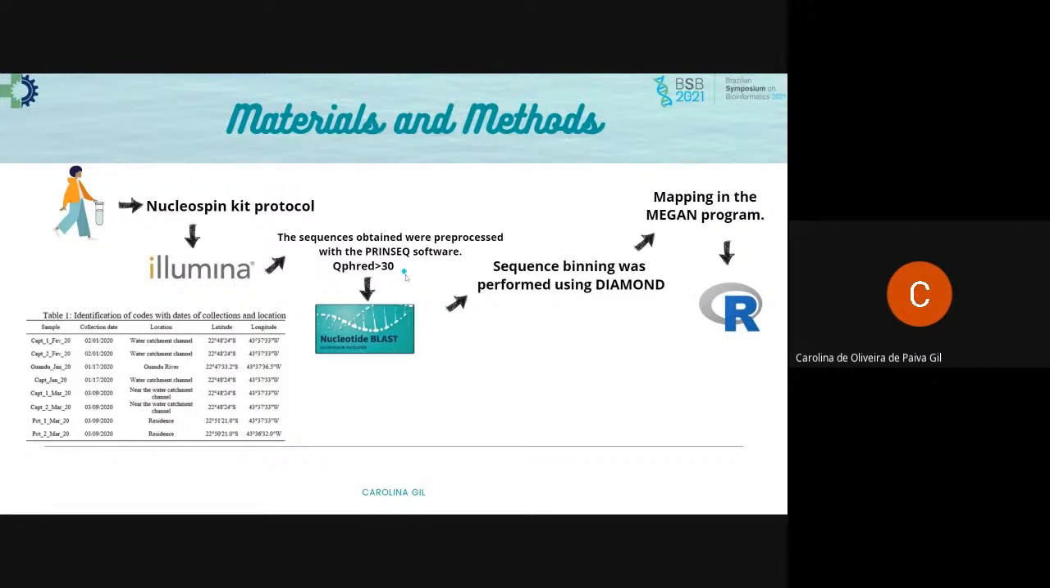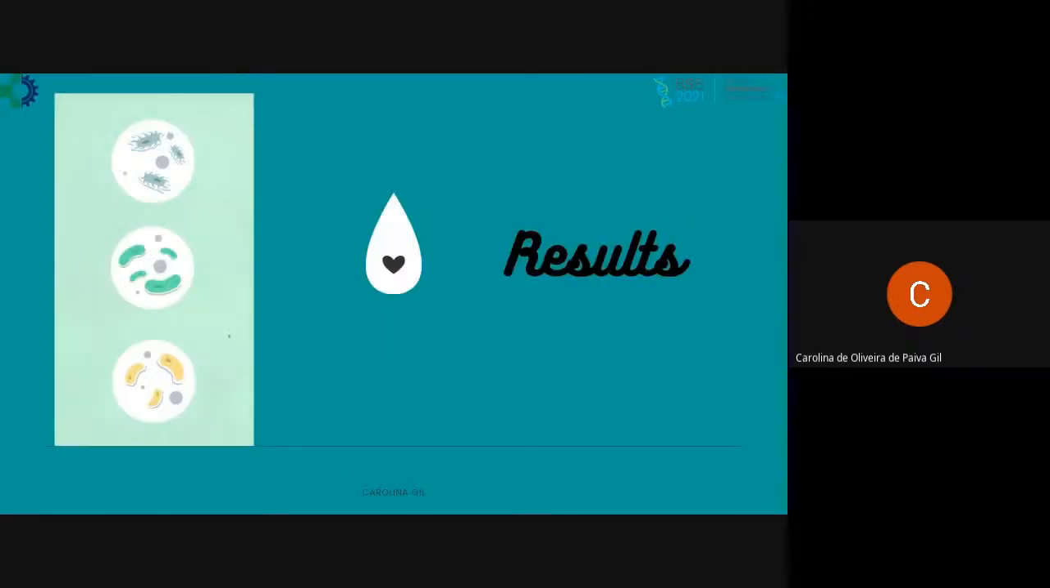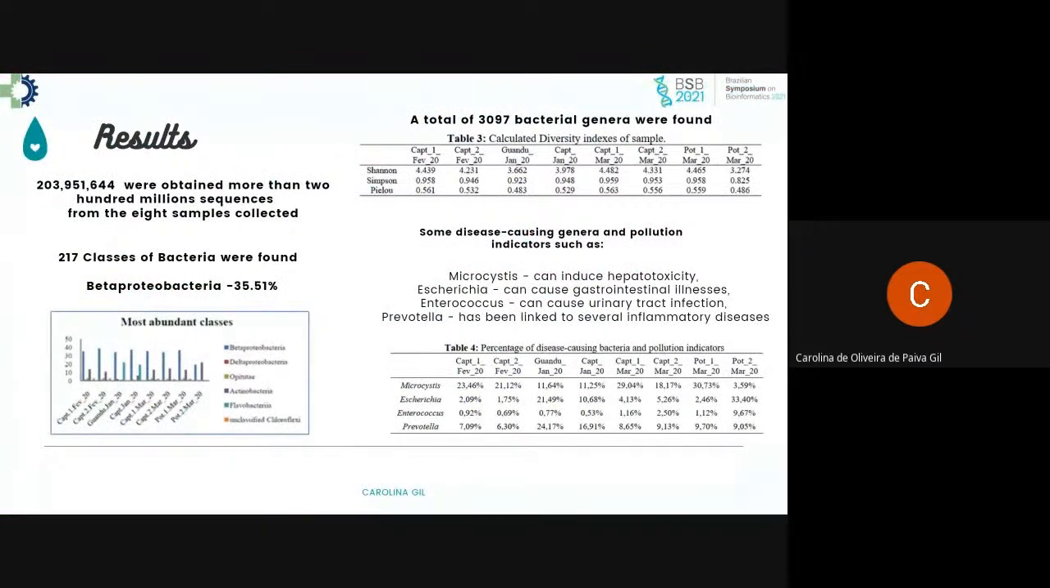The exploration of the taxonomic and functional diversity of the microbial communities present in the samples was carried out from results obtained with the BLASTN local alignment program. After that, sequence binning was performed using DIAMOND and mapping in the MEGAN program, and all statistical analyses were performed using the R programming language. So we obtained more than 200 million reads from the 8 samples collected.